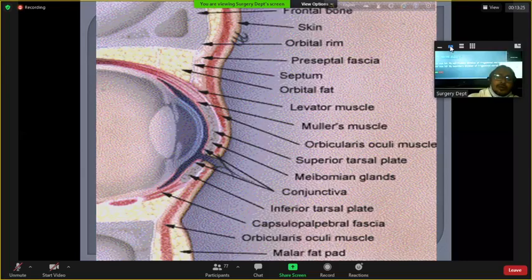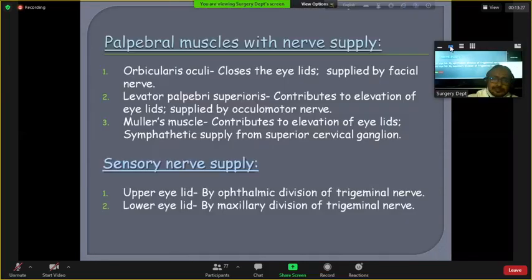Palpebral muscles. What are the muscles of the eyelids? We already told what are the glands of the eyelids, and then what are the muscles of the eyelid. These are the small MCQ questions following the muscles of the eyelids. So there may be some fallacy, some false name may be included. If you know the correct answer, you will be able to answer.